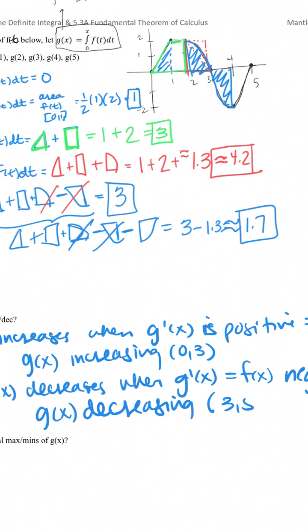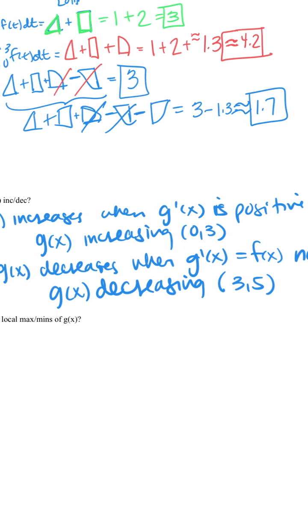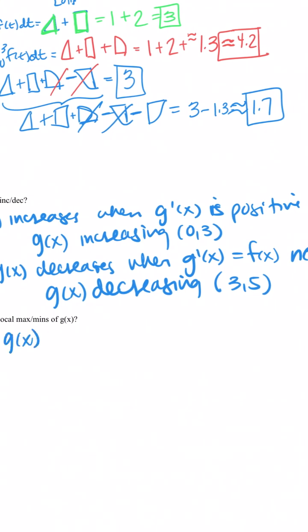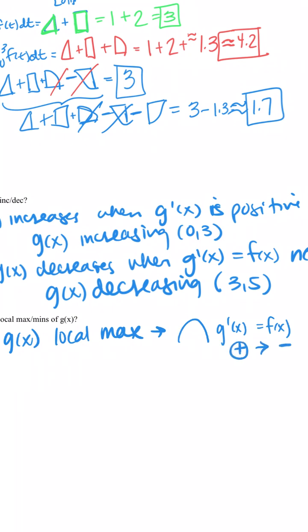from 3 to 5. Okay, what about local maxes and mins? So g of x will have a local max when our derivative, aka f of x, goes from positive to negative, right? My slopes are going positive and then negative. Do we have any places where our function f of x is going from positive to negative? Yeah, at x equals 3.